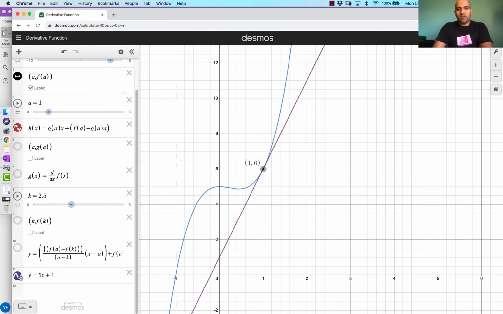Okay, so confirming that it matches. So here I have the general tangent as it travels through our function at various points. So if I just stop it there at 1, then that's my tangent line. I want to find the equation of that line. And I can confirm by typing in the actual equation that I found, y equals 5x plus 1, and you see that it does in fact equal that value.